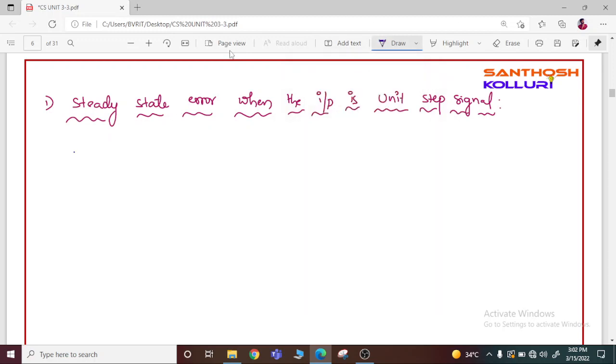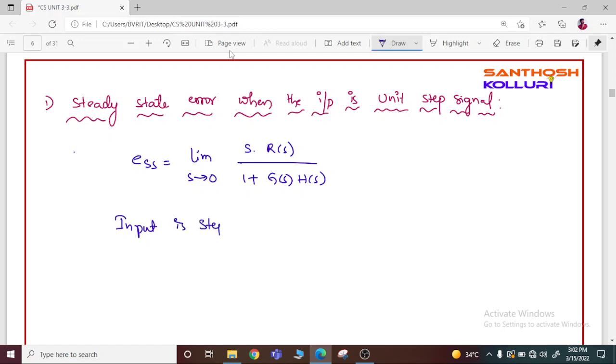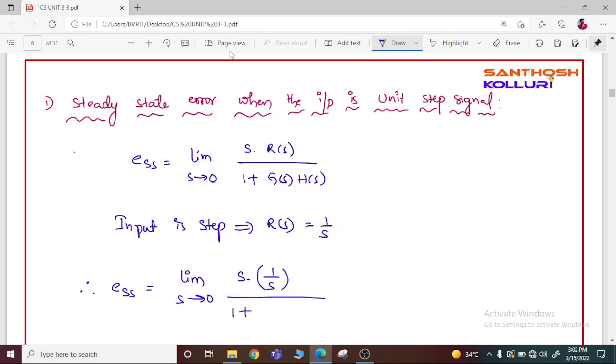So the steady state error formula is ESS equal to, I am just taking the final value theorem only, limit s tends to 0 of s into R(s) divided by 1 plus G(s) into H(s). And we know that the input is a step input, therefore R(s) will be 1 by s. So the steady state error can be written as limit s tends to 0 of s into R(s), which is 1 by s, divided by 1 plus G(s) into H(s).